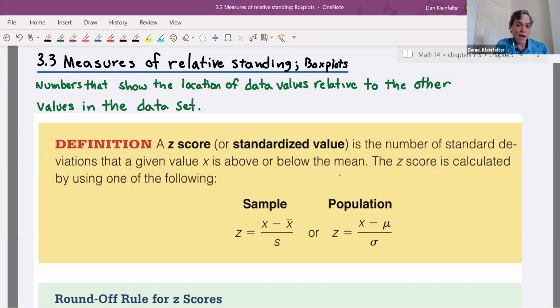It turns out that the usefulness of how far the distance is from the mean depends also on what the standard deviation is as well. So the difference between the data value and the mean, so x minus x bar in the sample case or x minus mu in the population case, is divided by the standard deviation. So it's put in terms of units of standard deviations. How many standard deviations above or below the mean is this value? That's what the z-score is, and it's just called that because it's tradition to use the letter z for that.